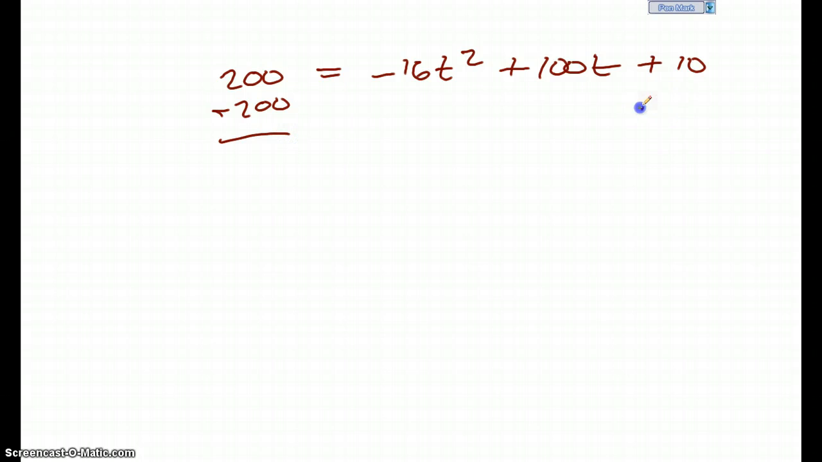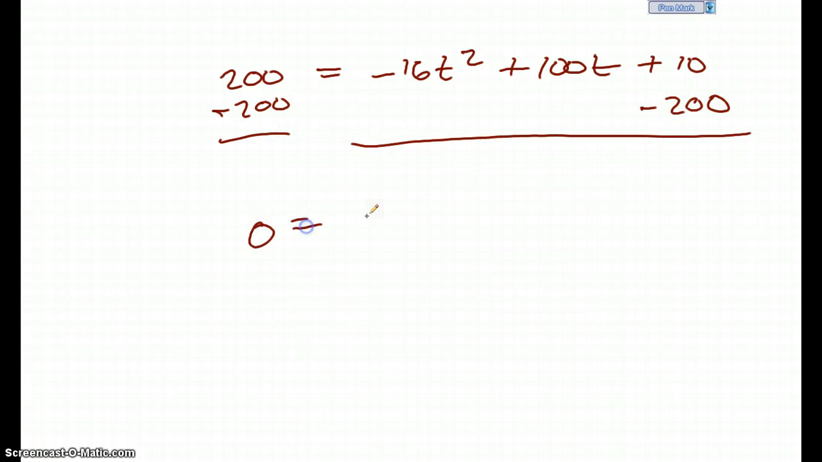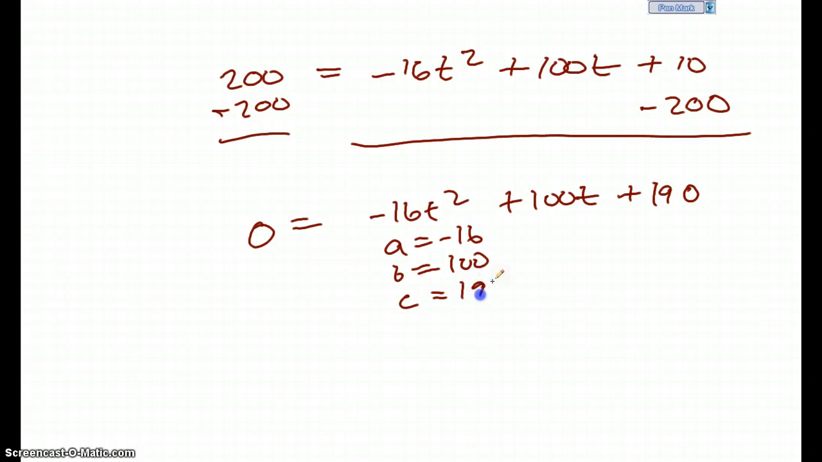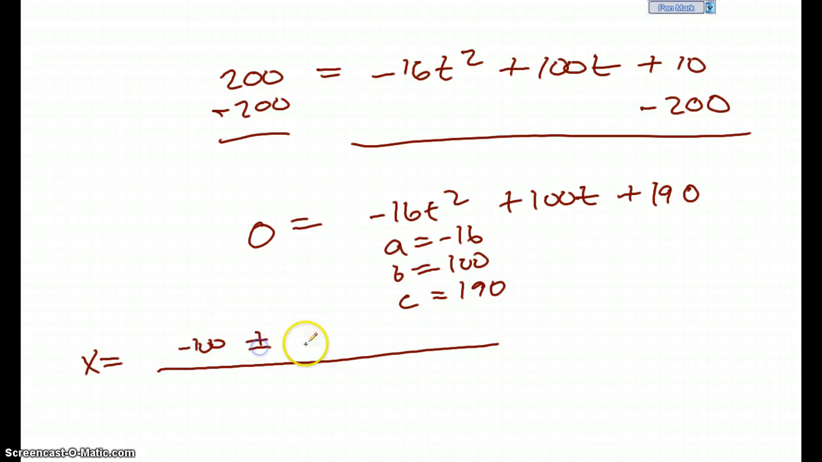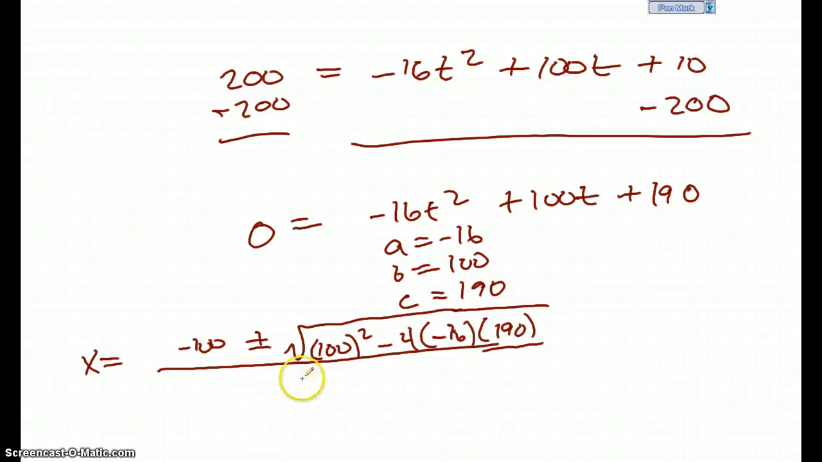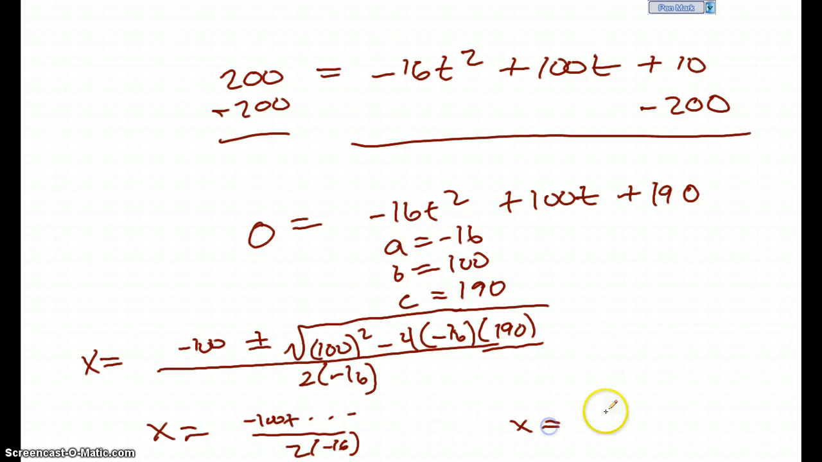So we have to get the left side clear, get it equal to 0 in order to use the quadratic formula. So we get 0 equals negative 16t squared plus 100t, negative 200 plus 10 is 190. And this would result in a equaling negative 16, b is 100, and c is 190. And so we get x equals, and then my formula, negative b plus or minus the square root of 100 squared minus 4 times a times c, all of that divided by 2 times negative 16. Of course I'll have x equals negative 100 plus that stuff, and I'll have x equals negative 100 minus that stuff over 2 times negative 16.